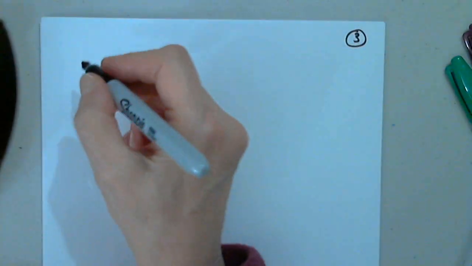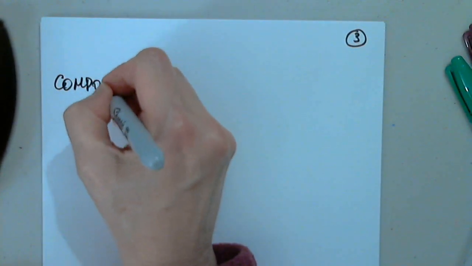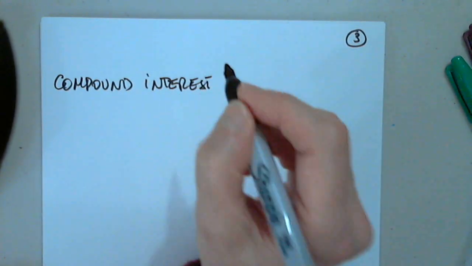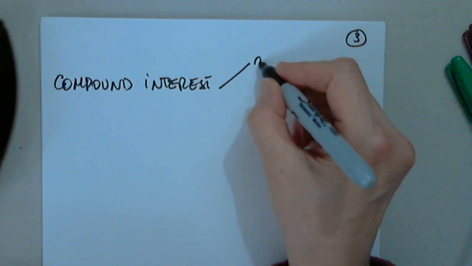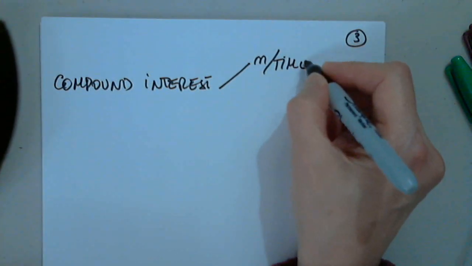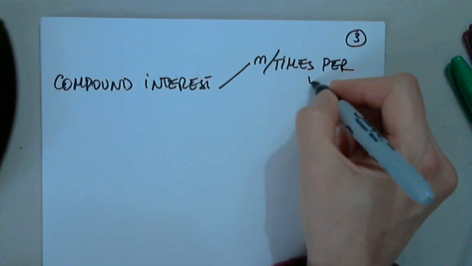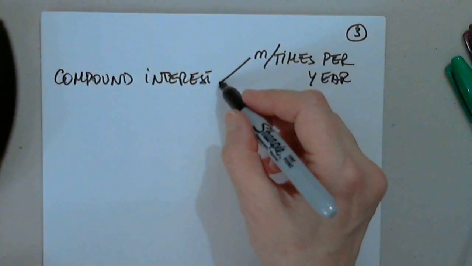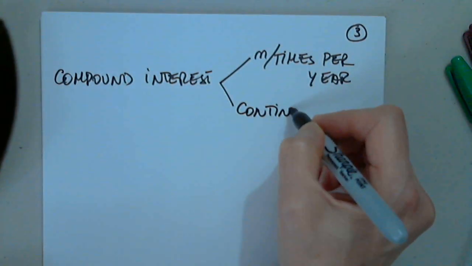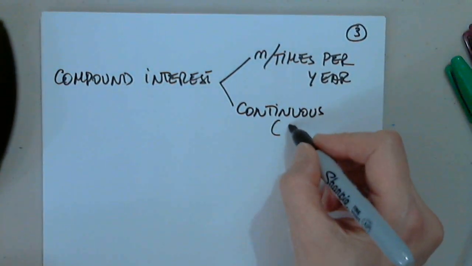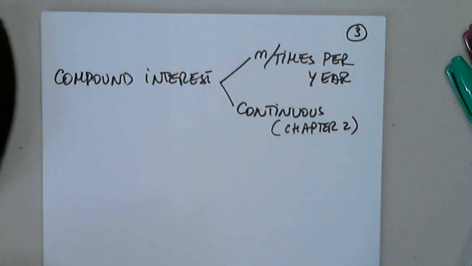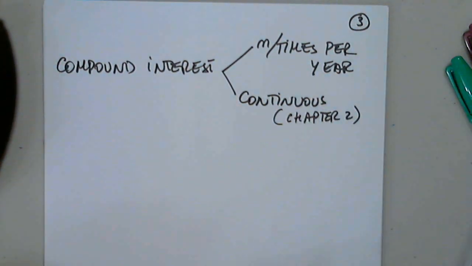So I'm on page 3. Let's talk about compound interest. One type is n times per year, and the other one is continuous. And this is in chapter 2. Okay, so we're going to have to wait for that one.